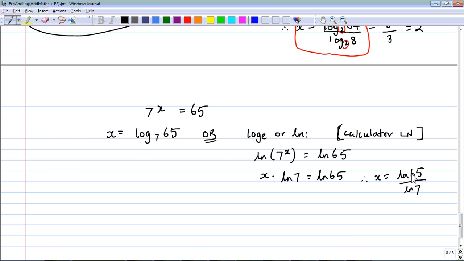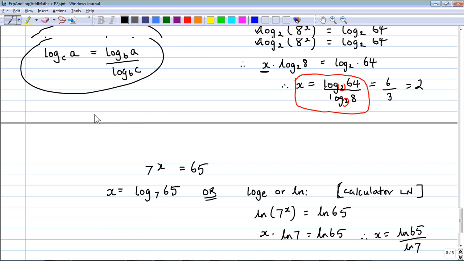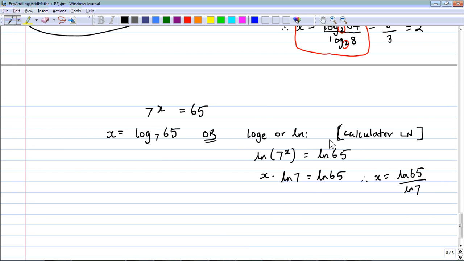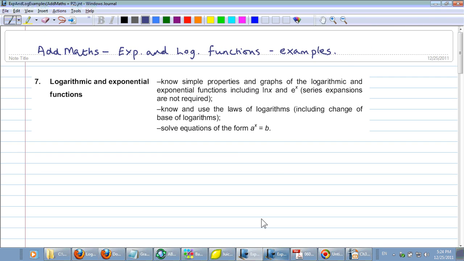So you can calculate that on the calculator, get the answer and write it out. Notice what I've done here is exactly the same as what I just did here, because I've just changed the base to e. So I hope so far it all makes sense.